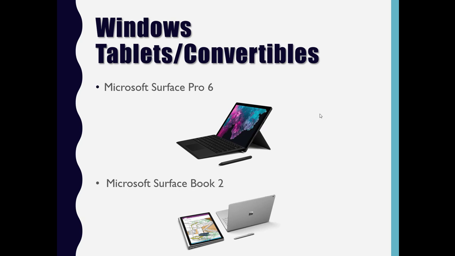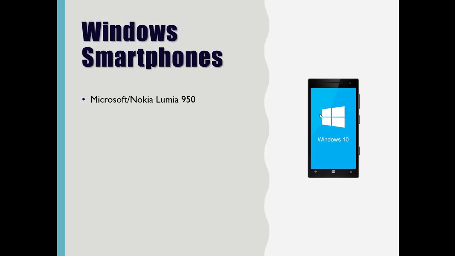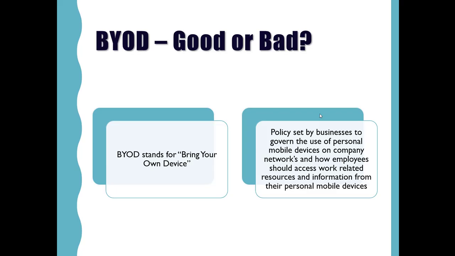Then the Microsoft Surface Book 2. That one is more like an integrated laptop, so the screen doesn't necessarily detach. The back does detach, but it's a little more powerful than the Surface Pro. Surface Pro is more meant for mobility. The Surface Book is a little bit larger and a little more powerful, so it's more expensive. And this was a Windows smartphone that never really took off much, but the Microsoft Nokia Lumia 950 was one that they came out with, and a couple other Nokia ones, but never really took off fully like they wanted it to. So that kind of brings us to BYOD.